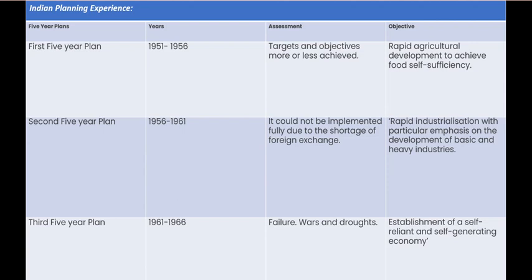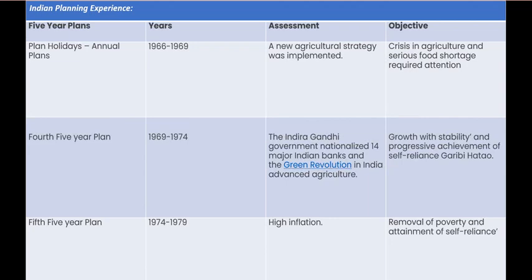The third 5-year plan ran from 1961 to 1966. During the period, the main objective was establishment of self-reliance and self-generating economy. It was a failure. The wars and riots were unprecedentedly present. Yet, panchayat elections were started. State electricity boards and state secondary education boards were formed.